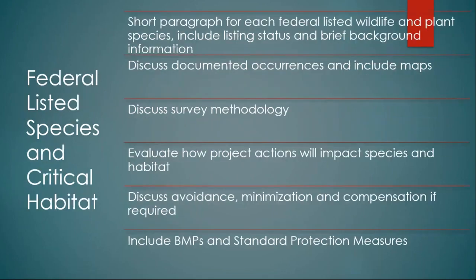For the federal listed species and critical habitat, make sure you include a short paragraph for each of those species, including the listing status and a brief background. Discuss documented occurrences and include maps. Discuss survey methodology, include how the evaluation was done. Evaluate how project actions will impact species and habitat. Discuss avoidance, minimization and any compensation if required, and then include any best management practices or standard protection measures. And that's species standard protection measures, just to be clear.